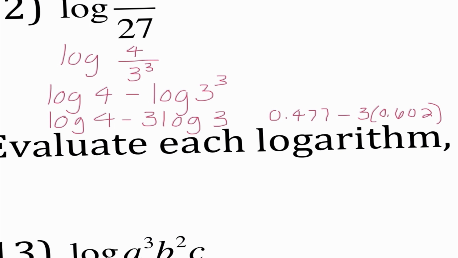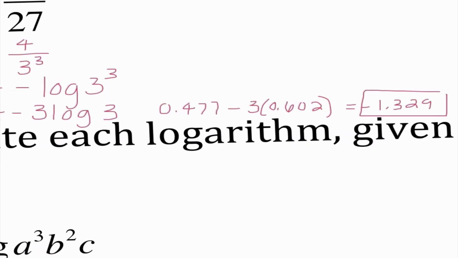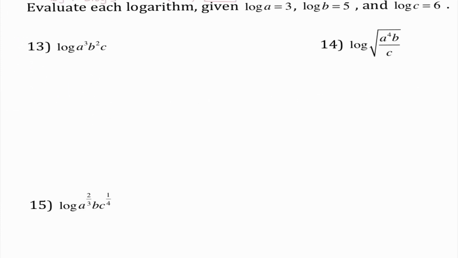So then when I substitute in, I have 0.477 minus 3 times 0.602, because that's what log of 3 is equal to, which gives me negative 1.329. Okay, moving on to the next section.